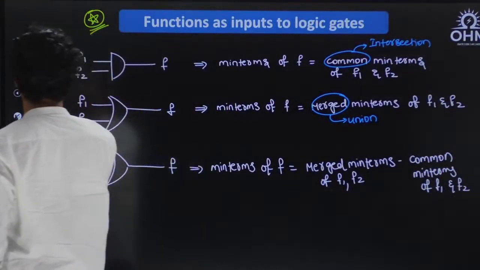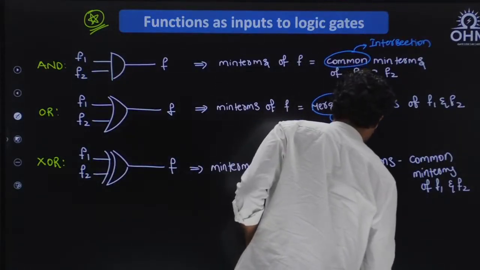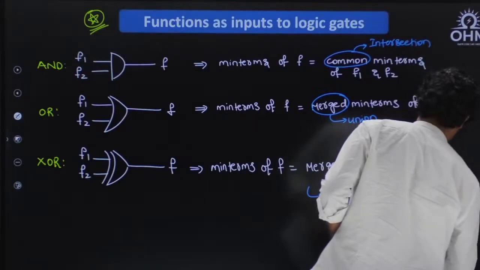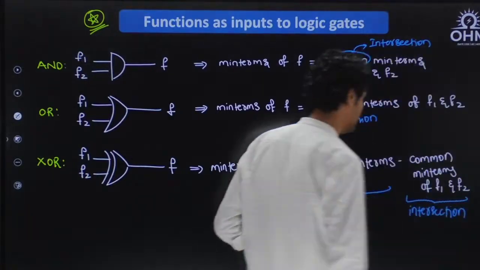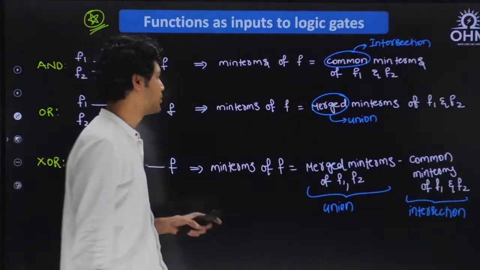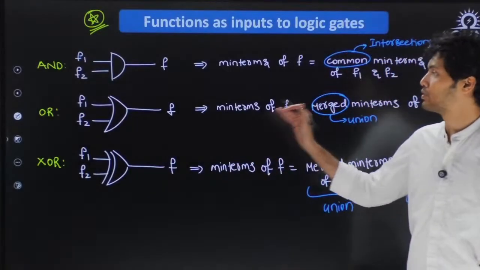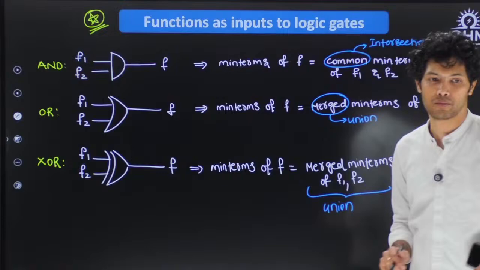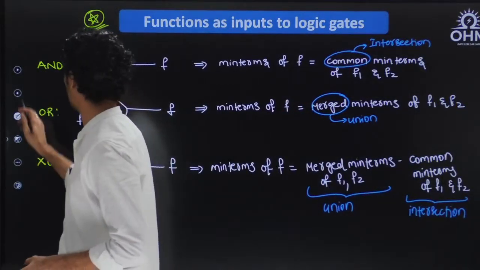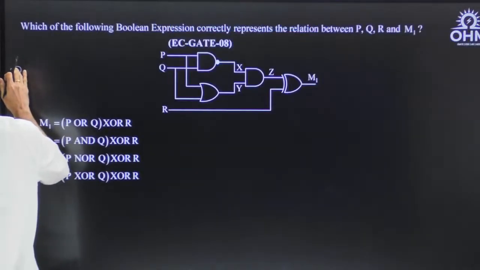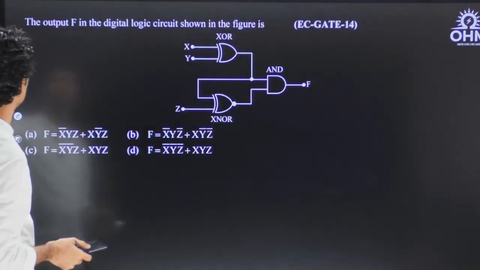So in the last case, what you are doing is basically union minus intersection. This is how you solve the questions whenever the inputs to the logic gates are given in the form of functions. Very, very important. It will help you greatly in problem solving. Now we look at a few problems on this topic. In fact, we will be using it in many problems in today's session.